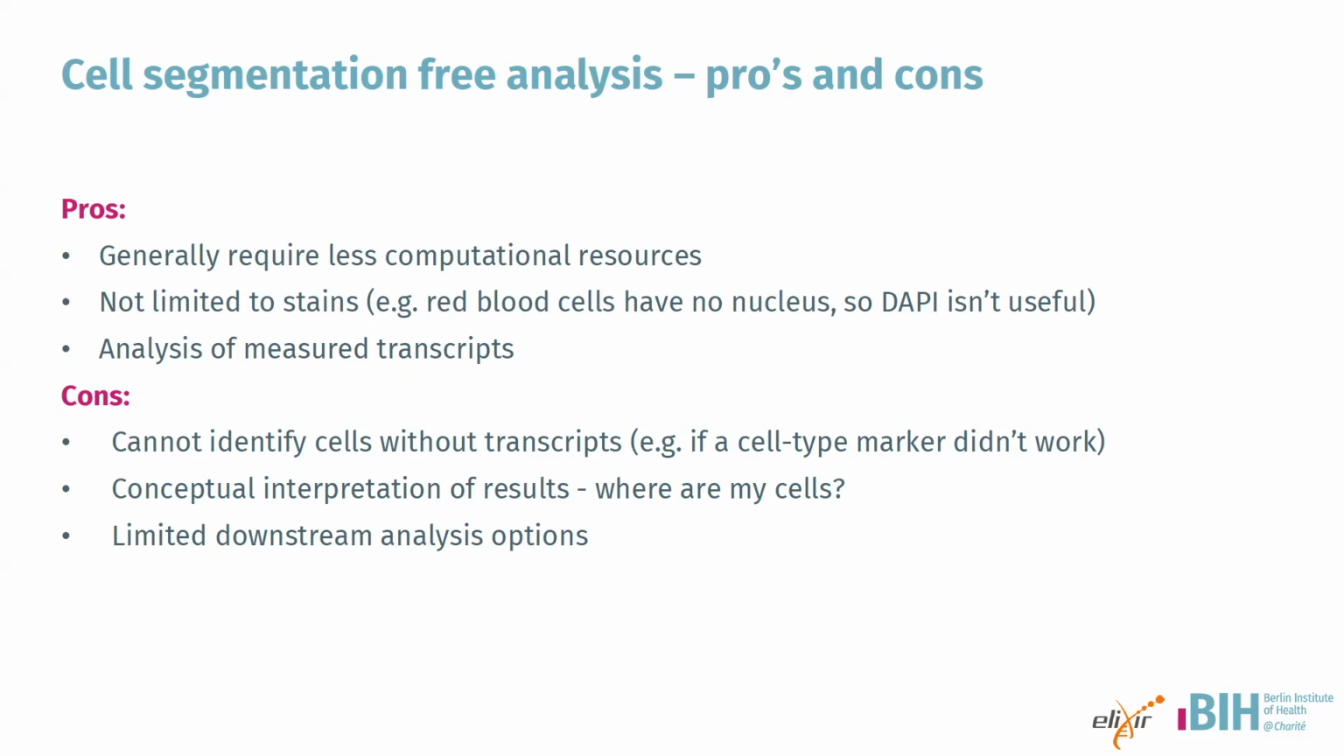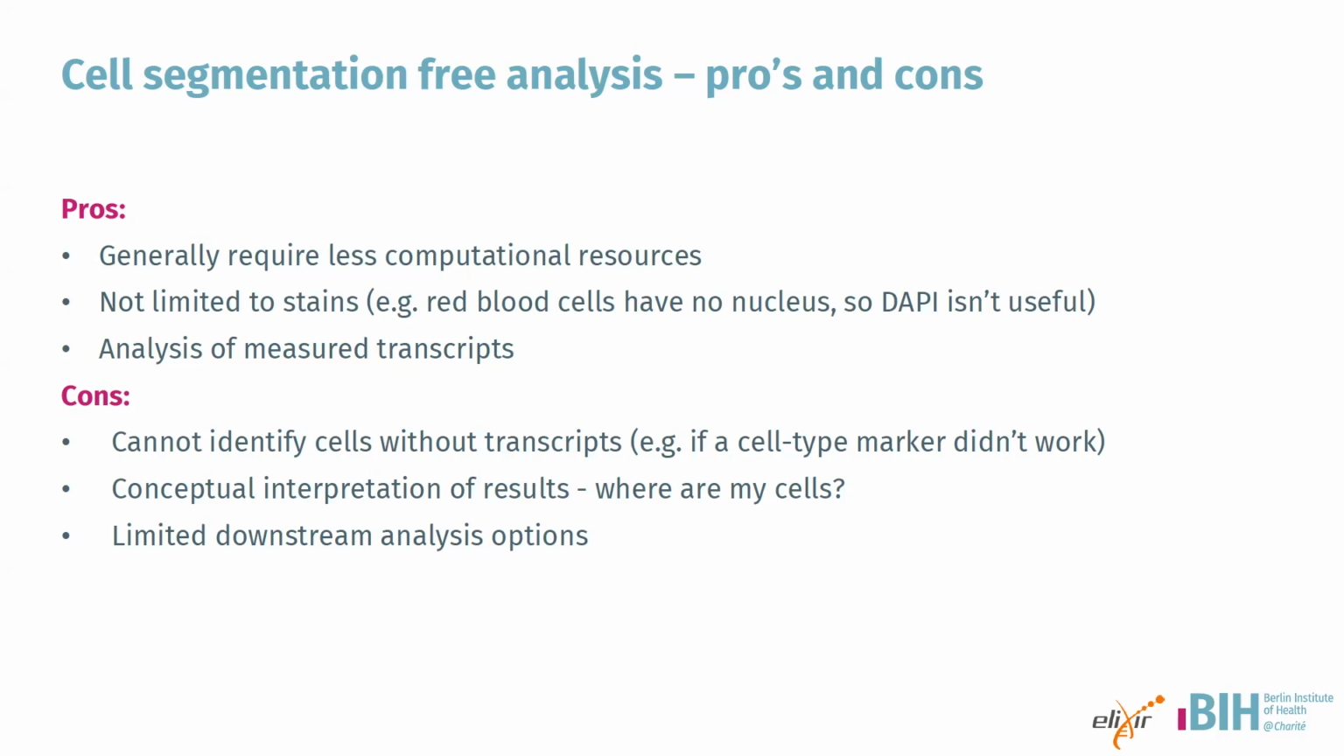But there are a number of cons. I think the biggest one is the conceptual issue of, but where are my cells, right? What can I do with this data if I have a map of transcripts over your tissue? In the early days of imaging-based spatial, I don't think this really mattered because you couldn't really do things like differential gene expression analysis because you had 30 markers for 30 cell types.